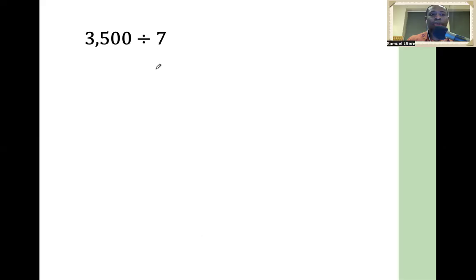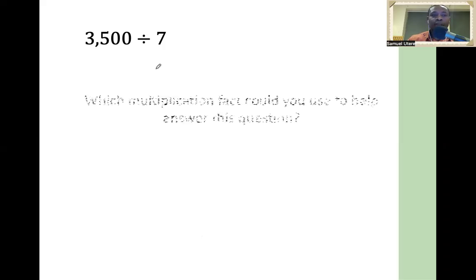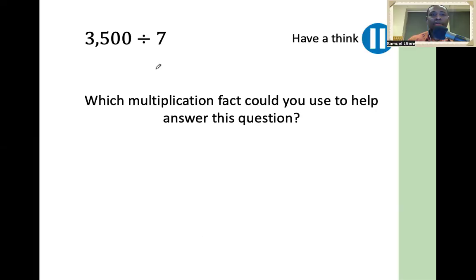What about this one? What facts do you know that can help you do this calculation mentally? Well, if you think about it, you can have 5 groups of 7 from 35. So if you do 35 divided by 7, you'll get 5.